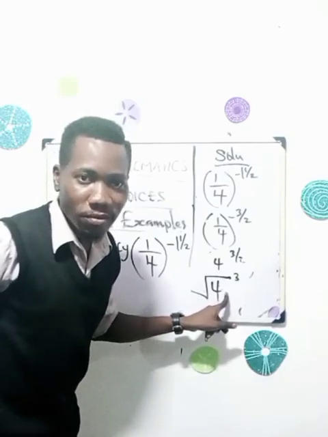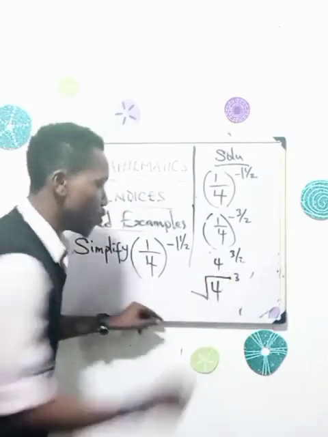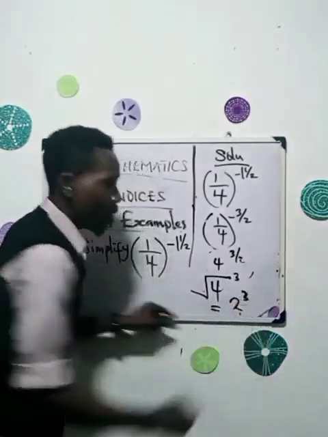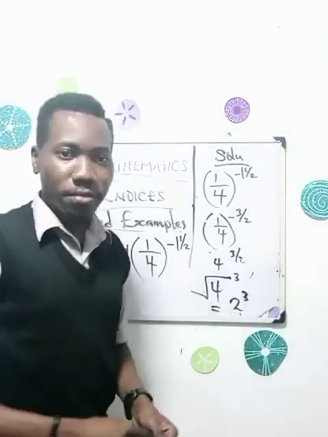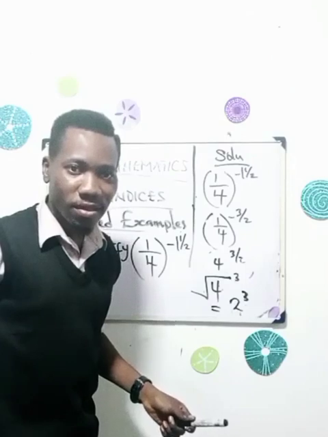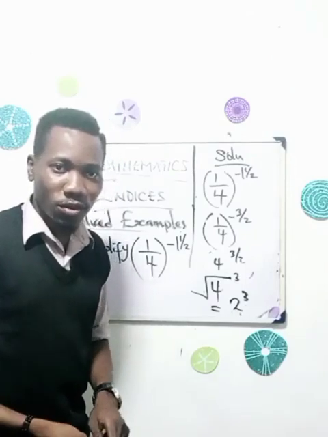What's the square root of 4? 2, good. So 2 raised to the power 3. And now, what is 2 raised to the power 3?